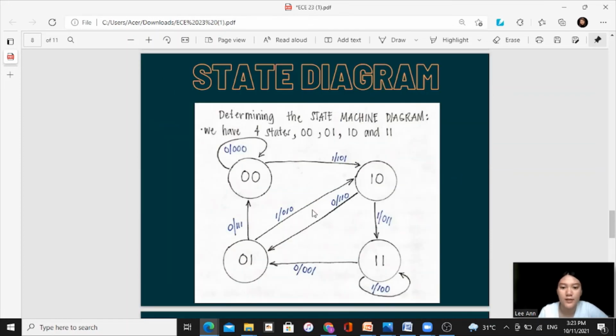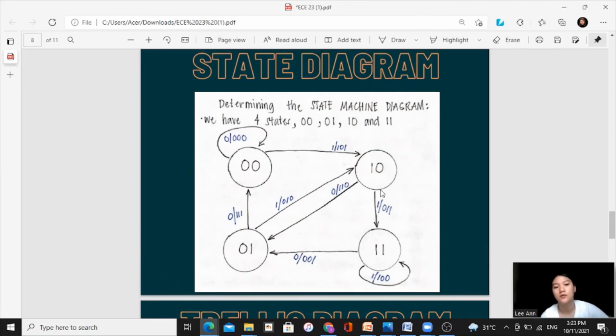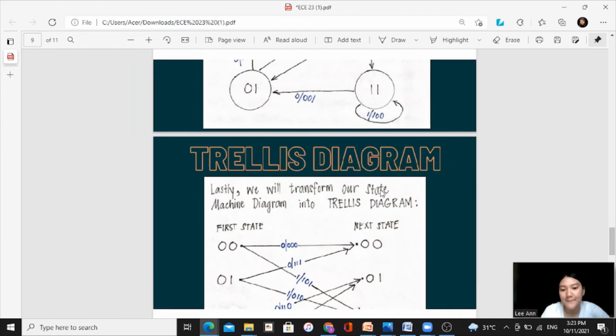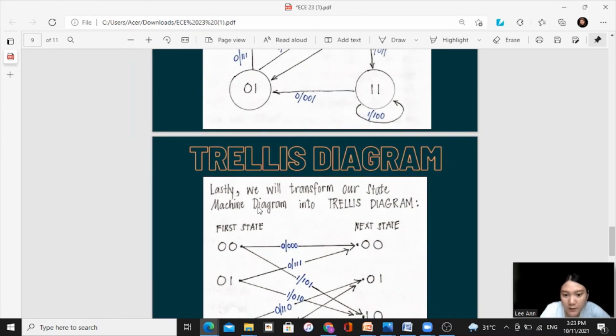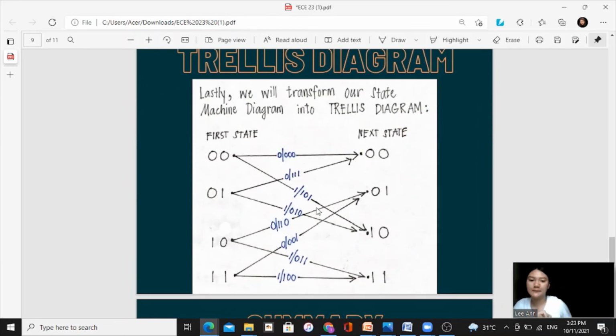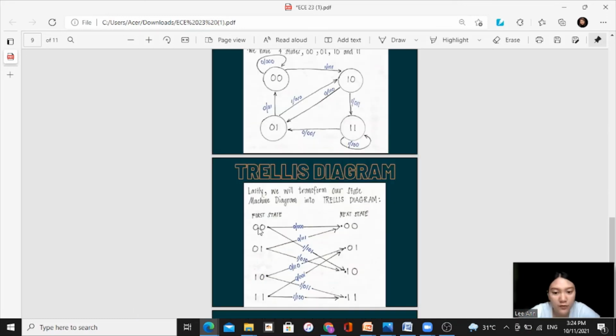This is our state diagram that we determined using the transition table. Now in the trellis diagram, we will transform our state machine diagram and draw this trellis diagram. So basing on our first state or the current state, this will be the new state or the next state. From 0, 0, the next state is still 0, 0.